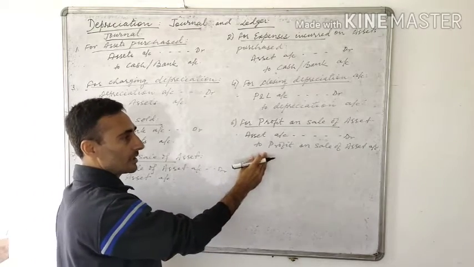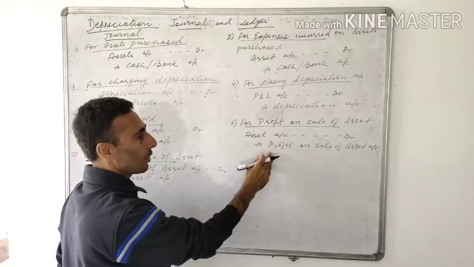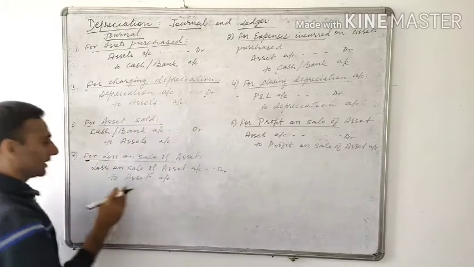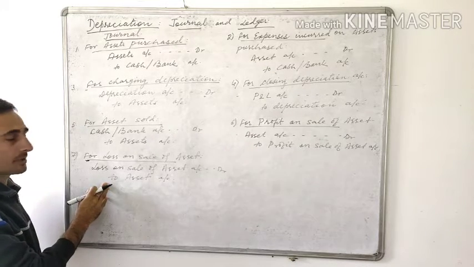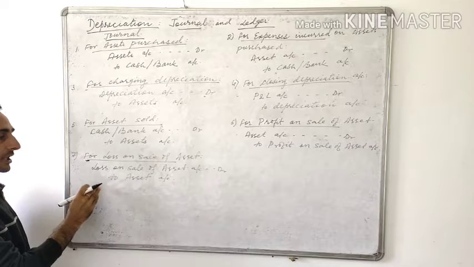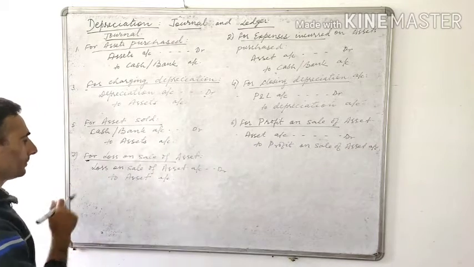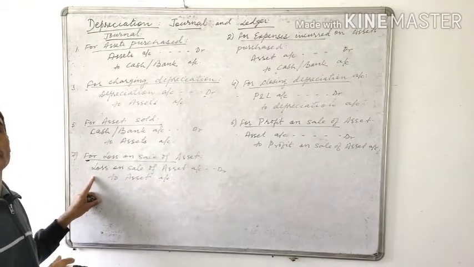So when this profit is transferred to profit and loss account, you have the entry profit on sale of asset account debit to profit and loss account. And if this loss is to be transferred to profit and loss account, then you have the entry profit and loss account debit to loss on sale of asset account.